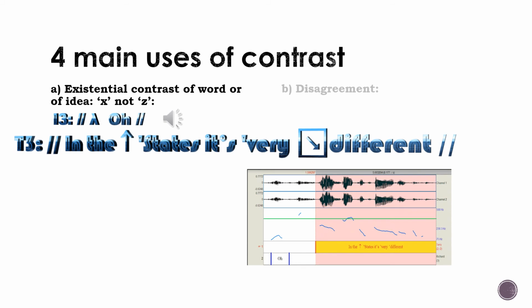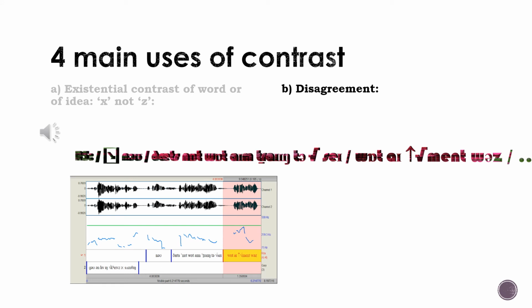We can see this visually, as you see the O produced by the other speaker, and then a very high pitch level that Terry produces, because she's going to establish a contrast between what they have been discussing before, what happens in Great Britain, to what happens in the States.